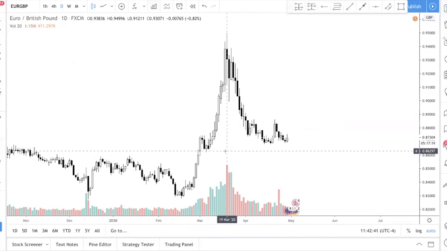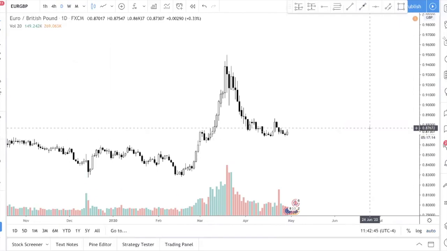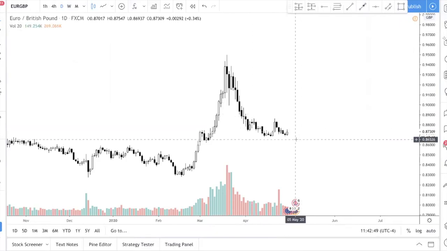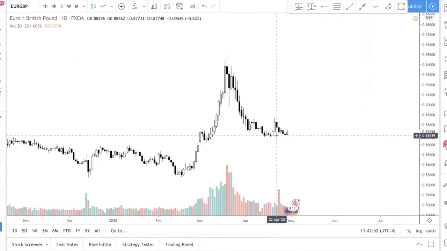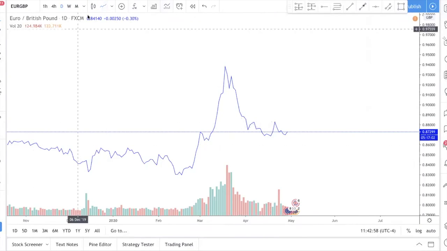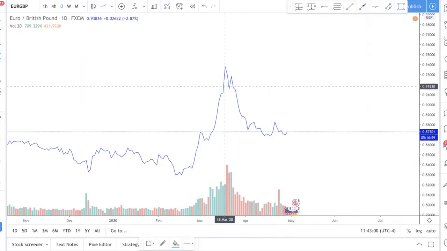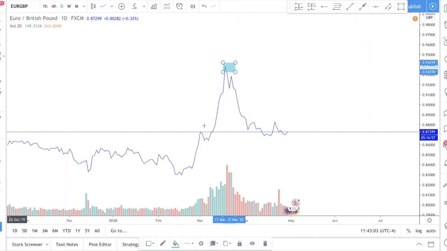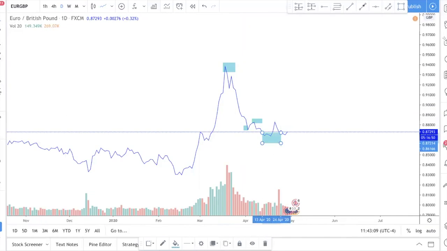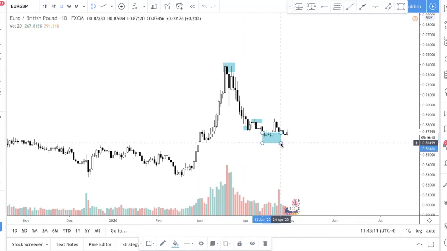Over here, what we are looking at is Euro Pound. The question is, is this a bullish or bearish market? If you struggle, switch to your line chart, and you should see that we are still in a bearish market. Let me just draw it out for you: swing high, swing low, swing high, swing low. So we are still bearish, and ideally you want to be selling.